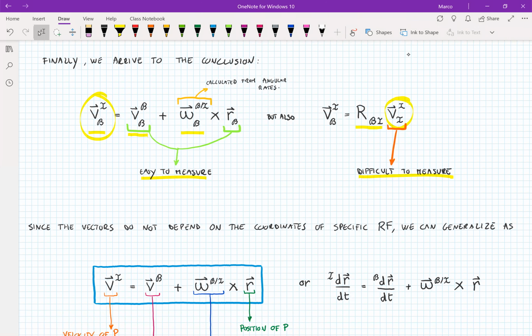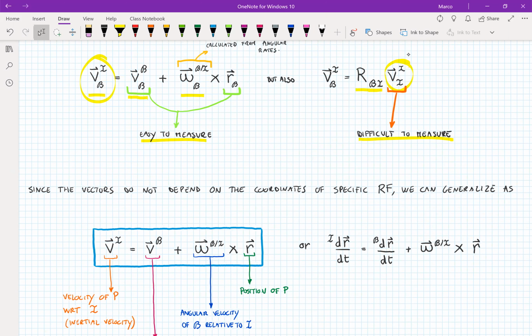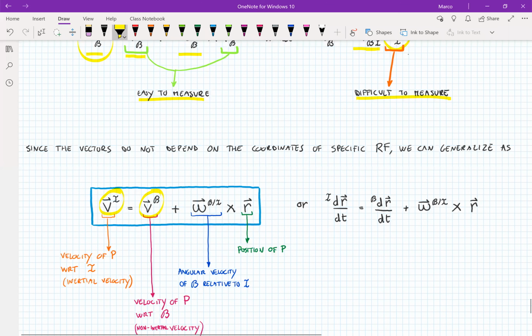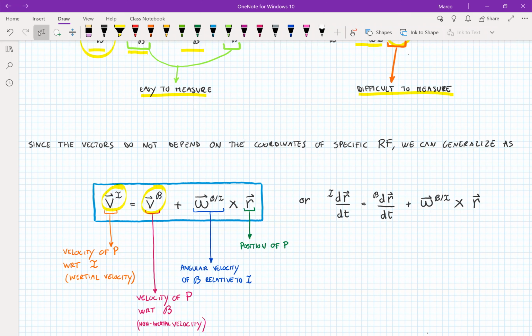Now, of course, we can also write it in a more general way, because vectors remain the same whether we express them in one reference frame or another. So the inertial velocity expressed in any coordinates, we don't have to express it necessarily in the b coordinates, is equal to the non-inertial velocity, the velocity of p with respect to the non-inertial frame of reference, plus the cross product of the angular velocity and the position of p.